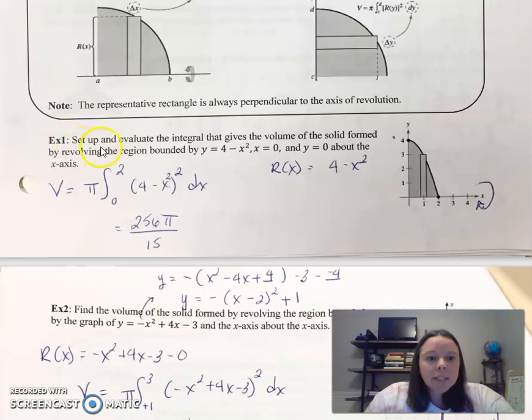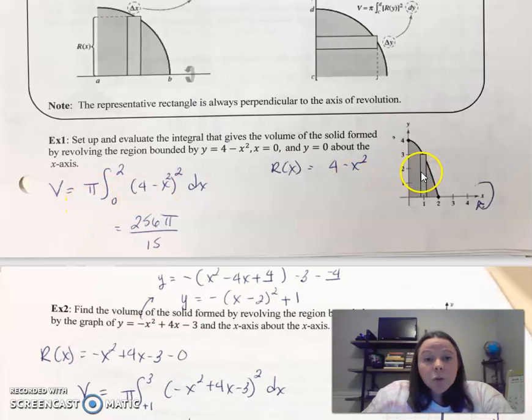Okay, set up and evaluate the integral that gives the volume of the solid formed by revolving the region. Here's our region, and we went ahead and graphed the curve for you and sketched the region. That's just saying make sure you stop at the x and y axes. About the x-axis. If you are revolving around the x-axis, you're doing the antiderivative with respect to x, so this needs to be a dx here. If you're revolving around the y-axis or a vertical line, it's going to be dy.